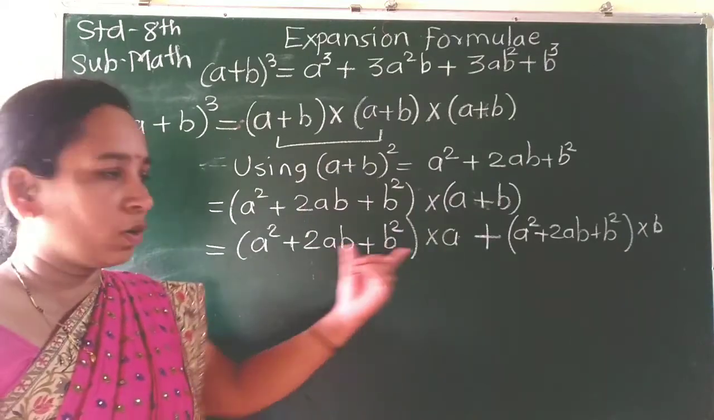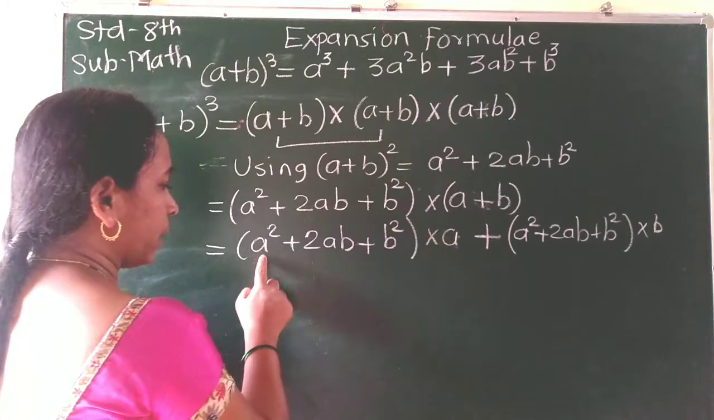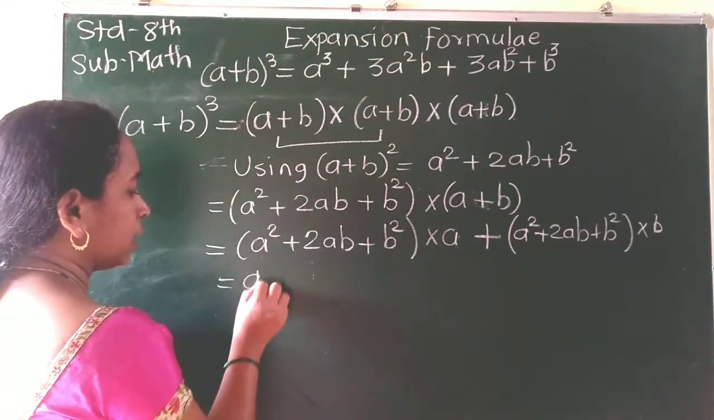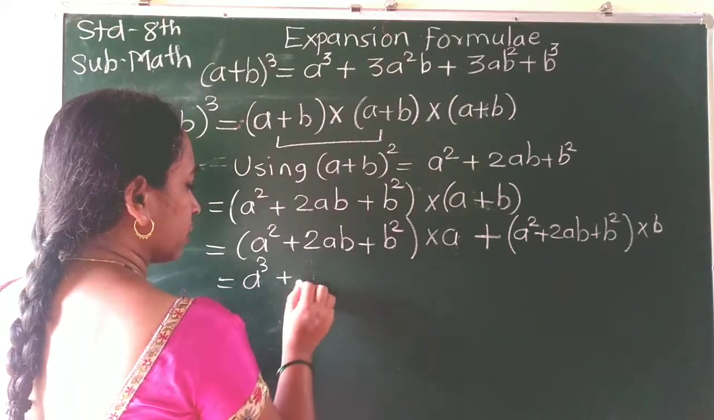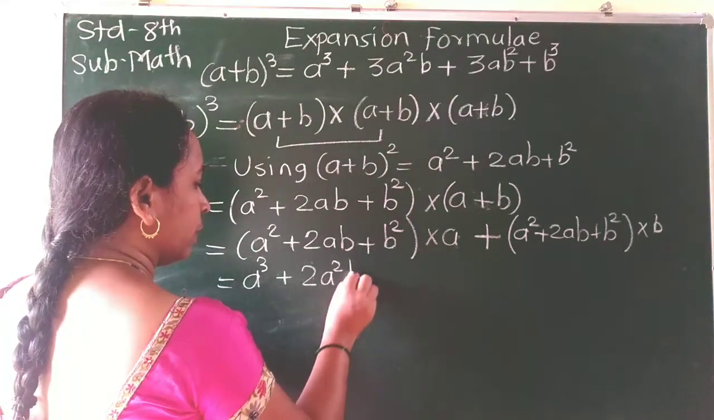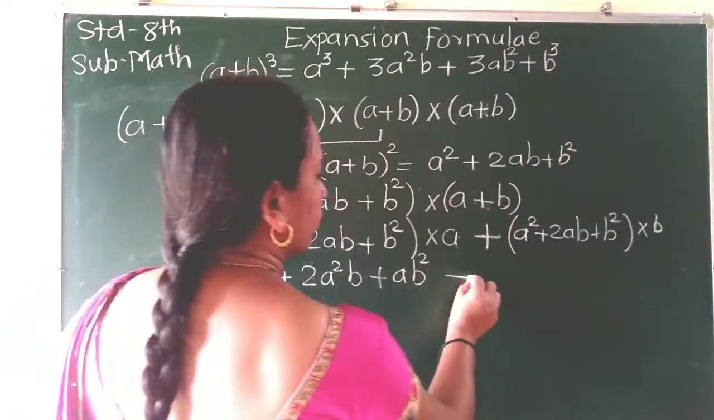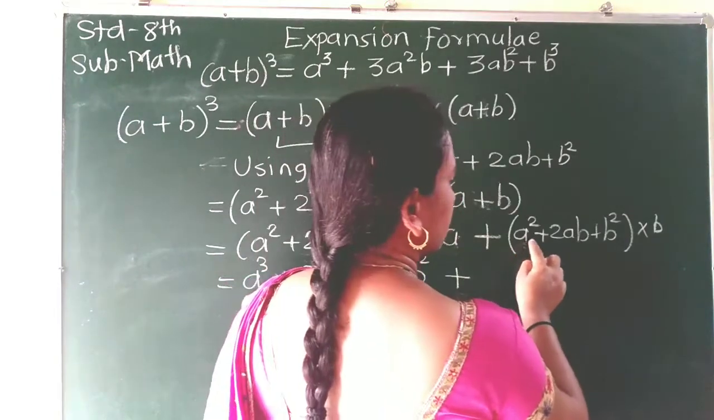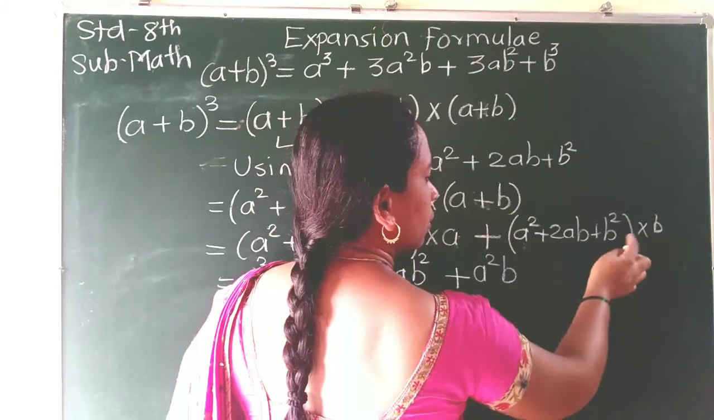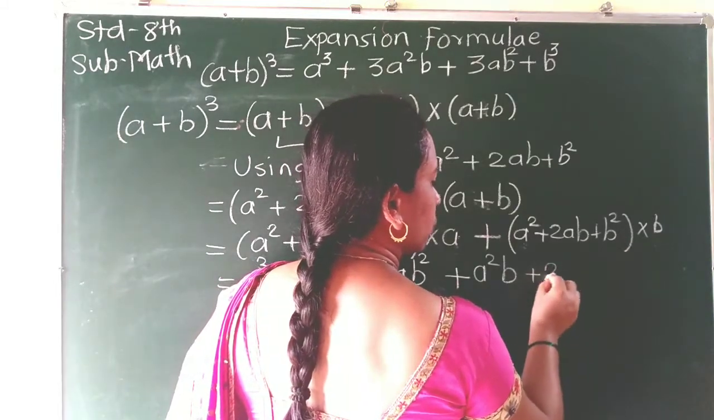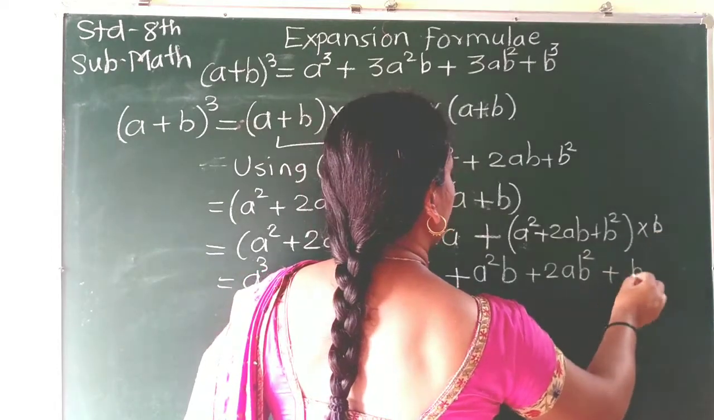Multiply each term of this bracket by a. So a square multiplied by a, I'll get a cube, plus 2ab multiplied by a gives 2a square b, and here I'll get a b square. Now multiplying by b, a square b, then 2a b square, and the last multiplication would be b cube.